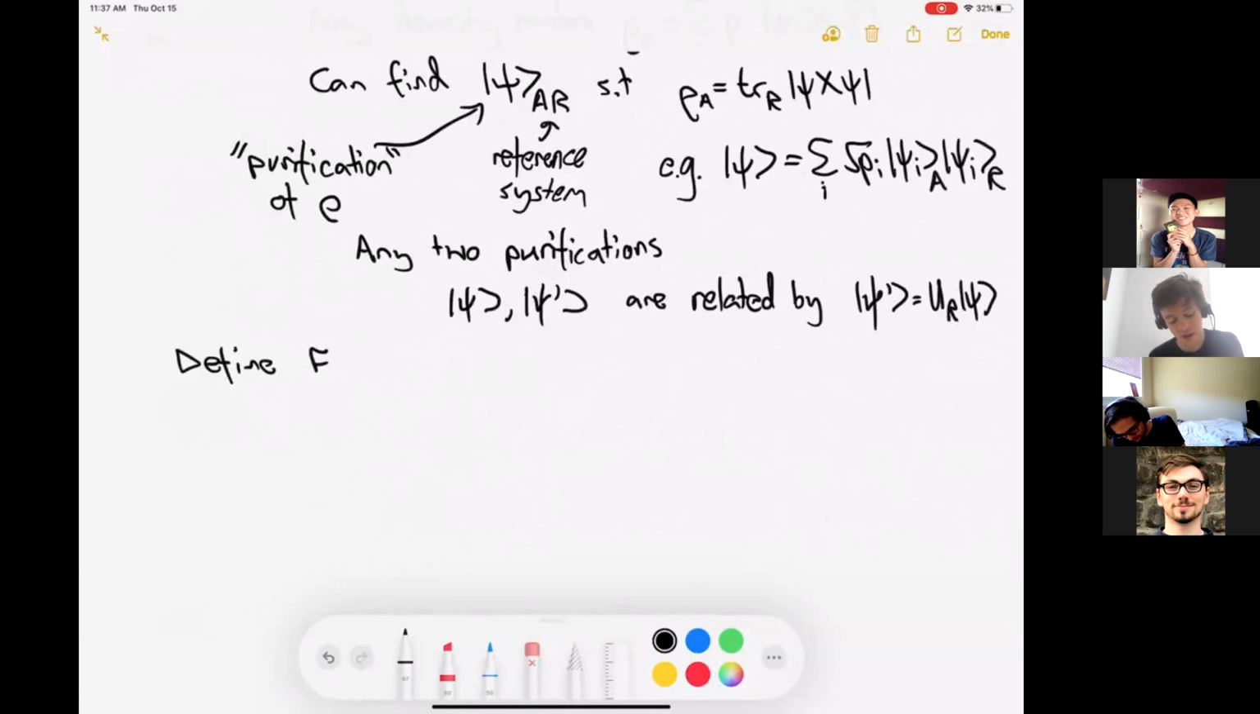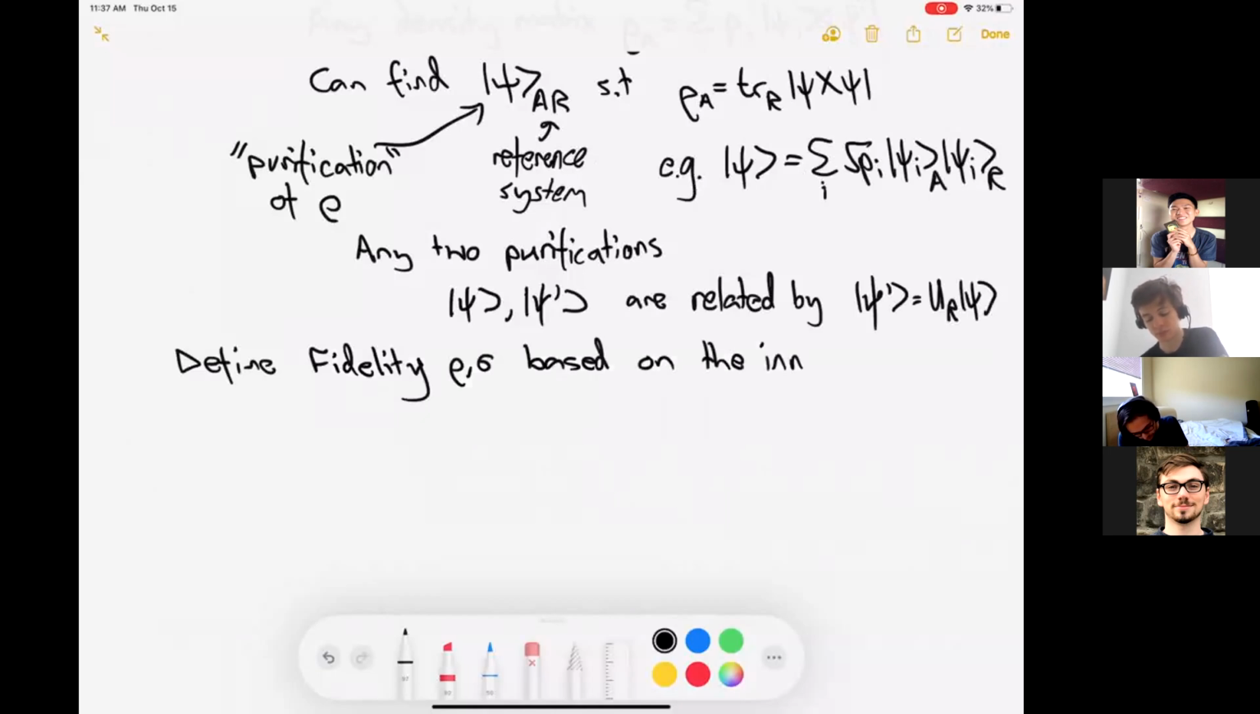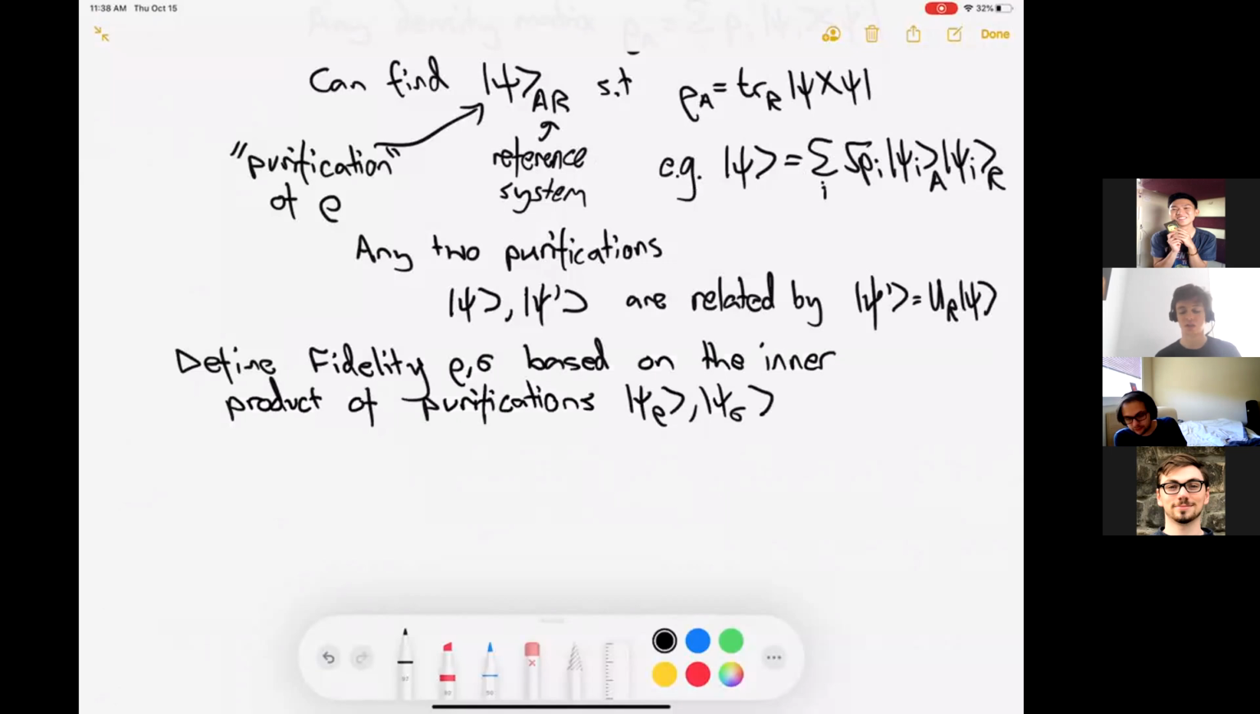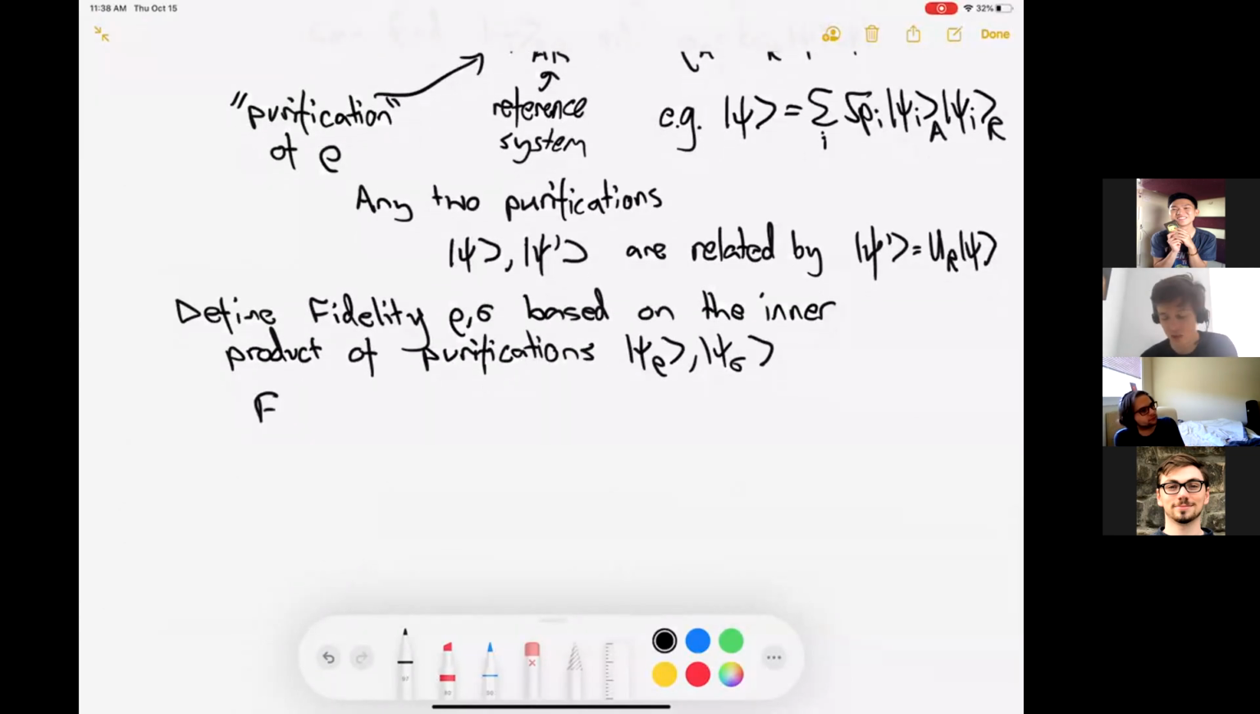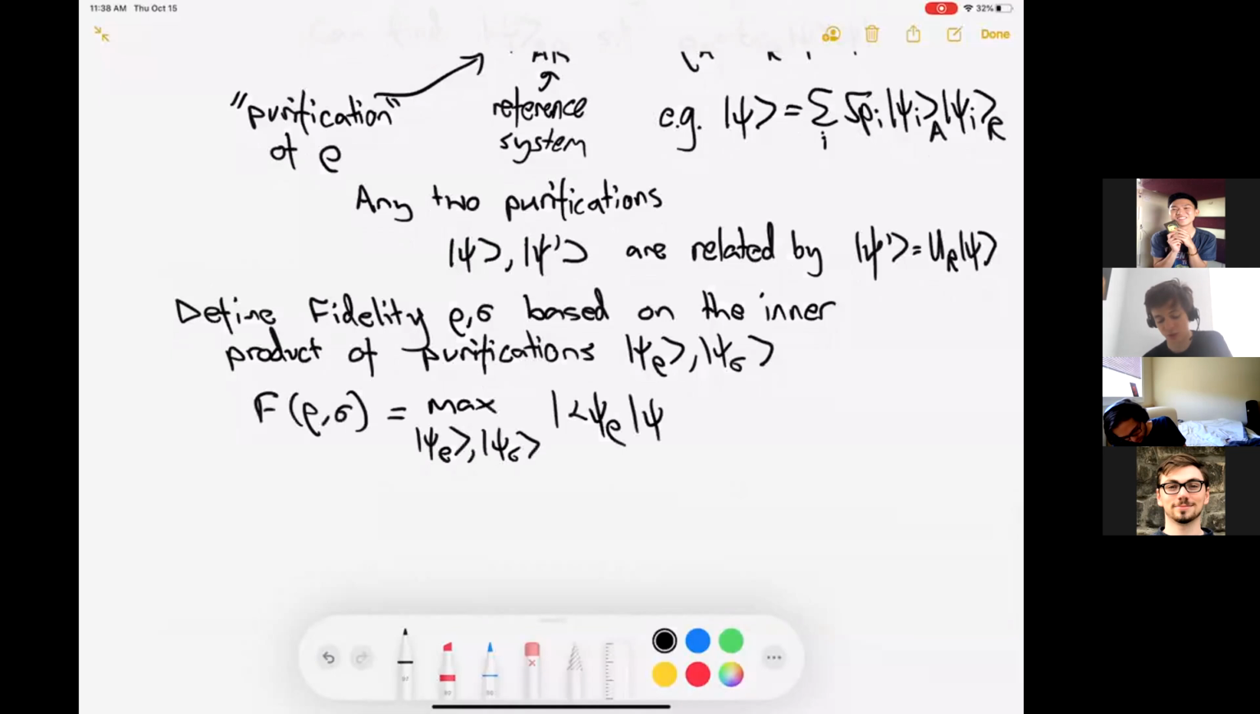So what we're going to do is define the fidelity of rho and sigma based on the inner product of purifications of rho and sigma. From these states rho and sigma, we can naturally construct pure states that are purifications of them on A plus this additional reference system. And then we can use those purifications to define the fidelity. In fact, the way we define the fidelity, this is the max over all possible purifications of rho and sigma of the modulus squared of the inner product of psi_rho and psi_sigma.